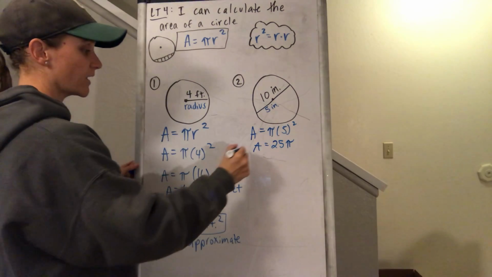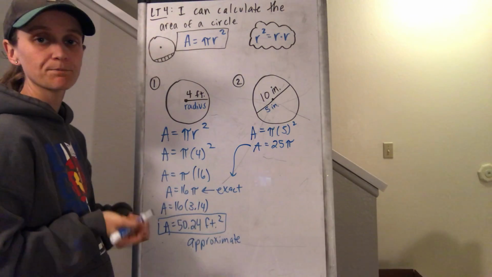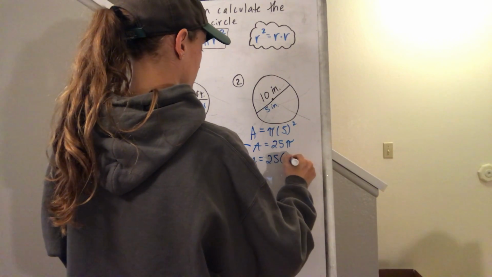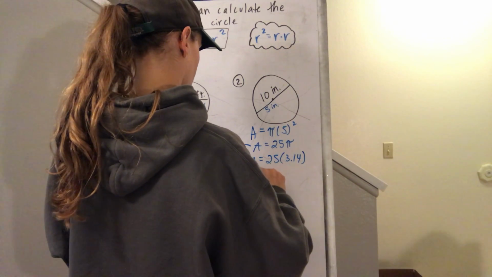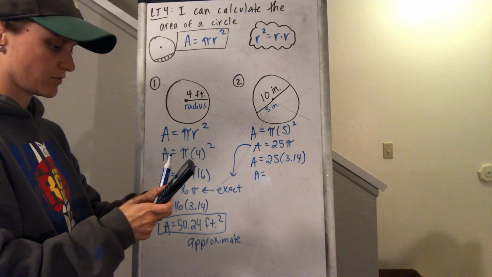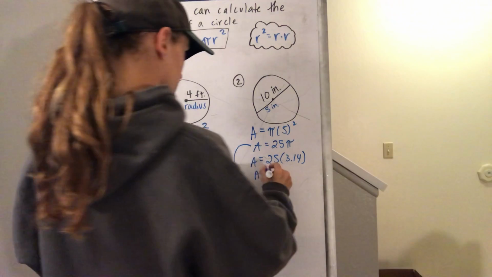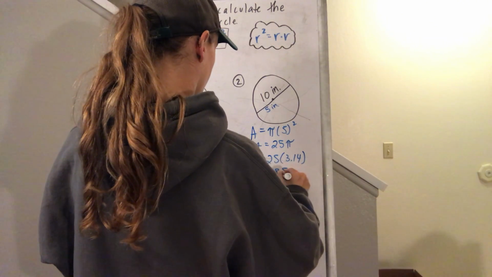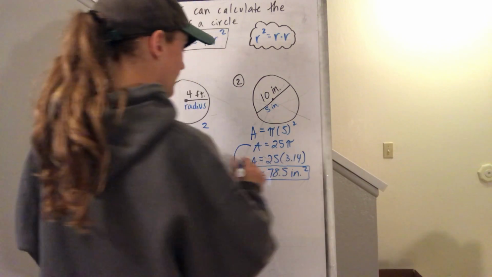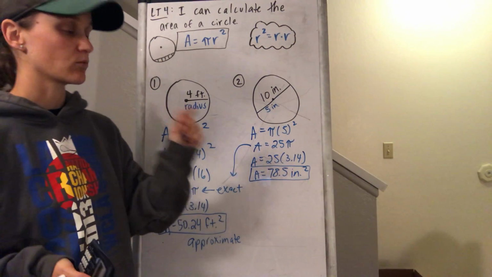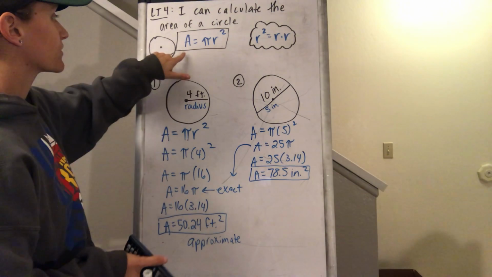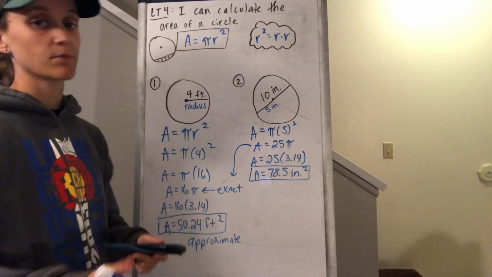So I have 25 pi, which is my exact answer. And then to find the approximate, I'm just going to do 25 times 3.14. And the area of that would be 25 times 3.14, which is equal to 78.5 inches squared. So that means that there's 78.5 little boxes that are 1 inch by 1 inch that will fit inside of the shape. So remember that the area of a circle is going to be equal to pi r squared.